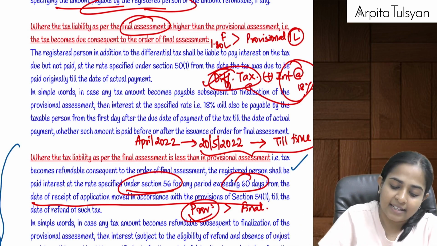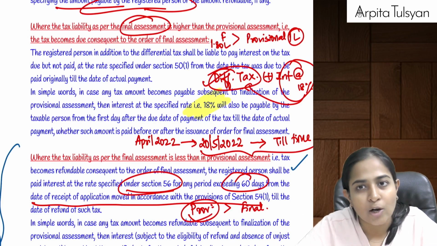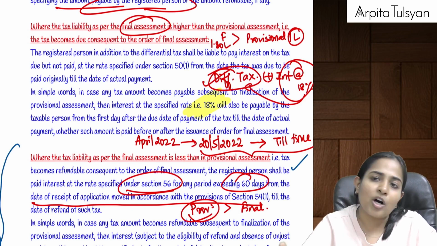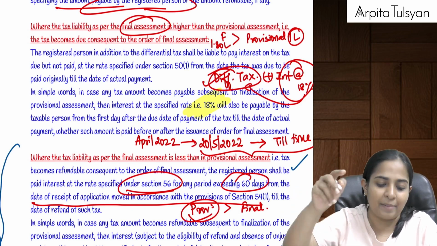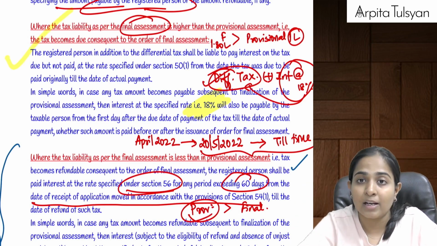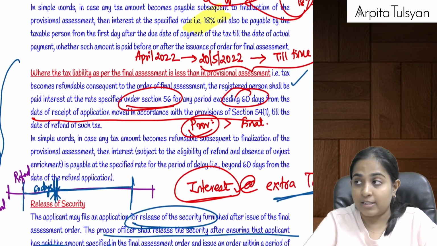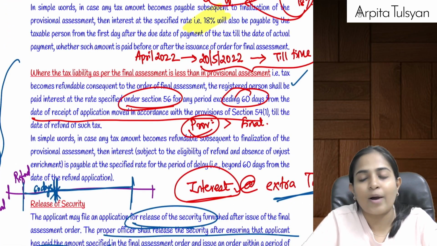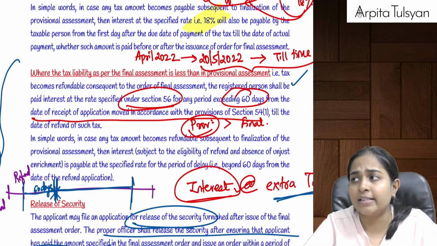This interest is payable at the rate of 18% because earlier the government allowed me to pay at a lower rate, and I paid at the lower rate. Now the government is telling retrospectively that the higher rate will be applicable, so interest will also be applicable retrospectively. On this particular topic, we have got a numerical question in our question bank. Please do try that.